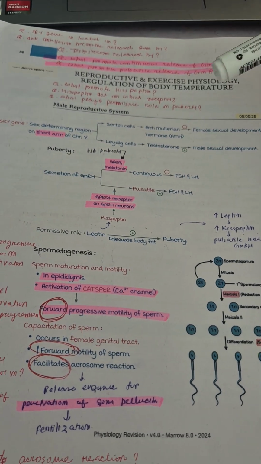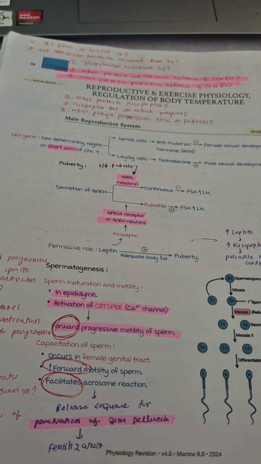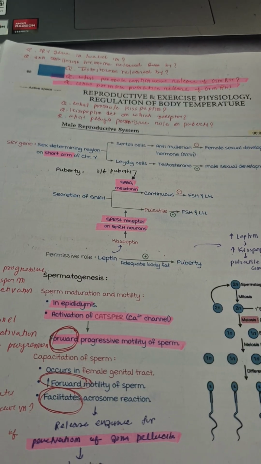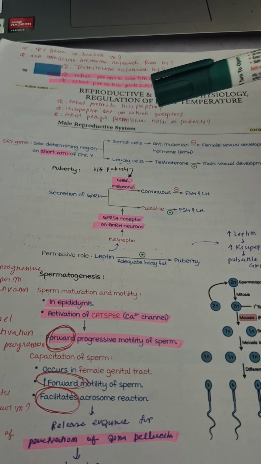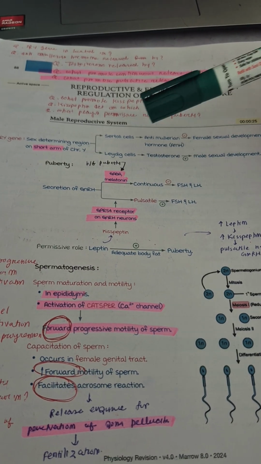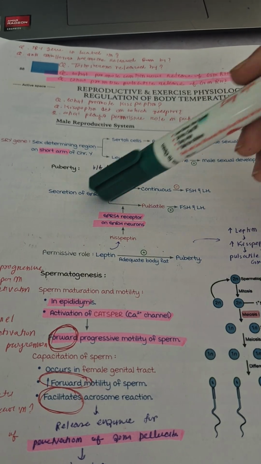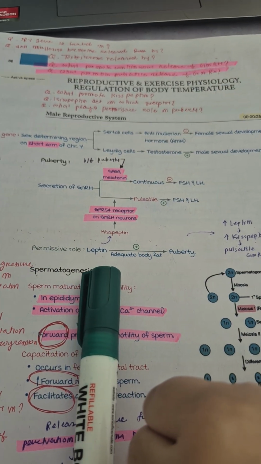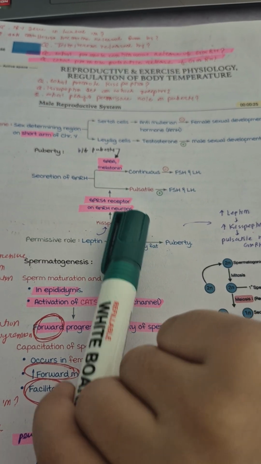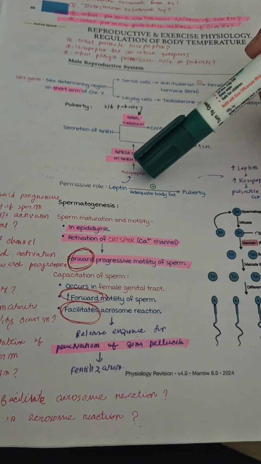Okay, let's quickly revise yesterday's topic. The SRY gene, which determines whether one will be male or female, is located on the short arm of chromosome Y. Until puberty, there is continuous release of GnRH, which ultimately inhibits FSH and LH, and that continuous secretion is ensured by GABA and melatonin. Once at puberty, leptin releases kisspeptin, and kisspeptin acts on the GPR54 receptor of GnRH neurons, causing pulsatile release, which will increase FSH and LH.